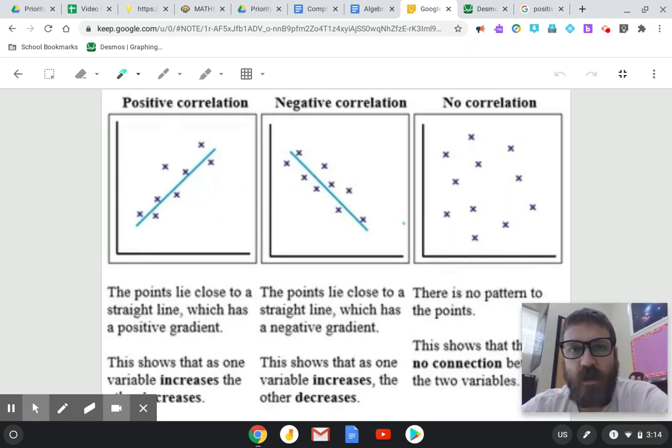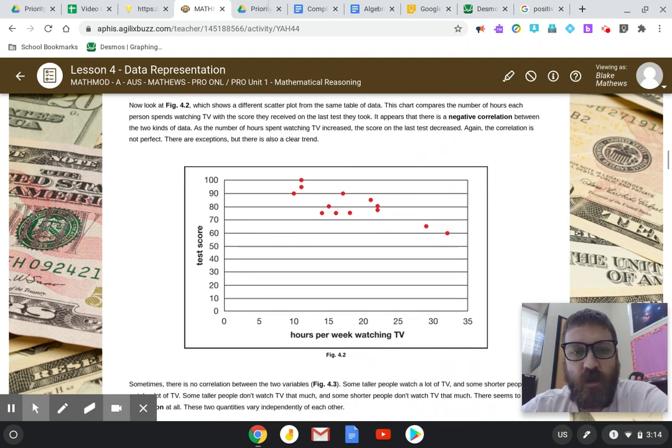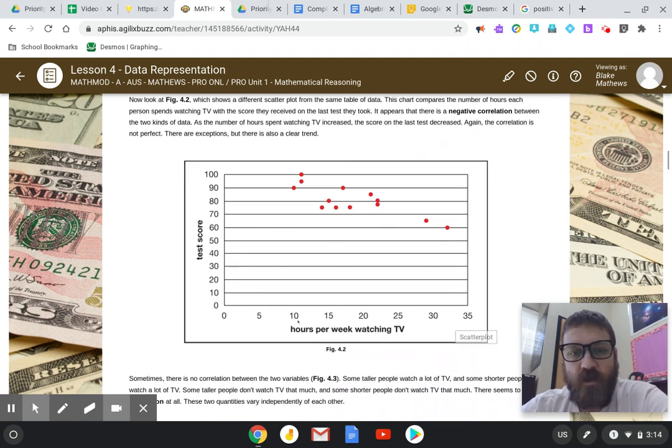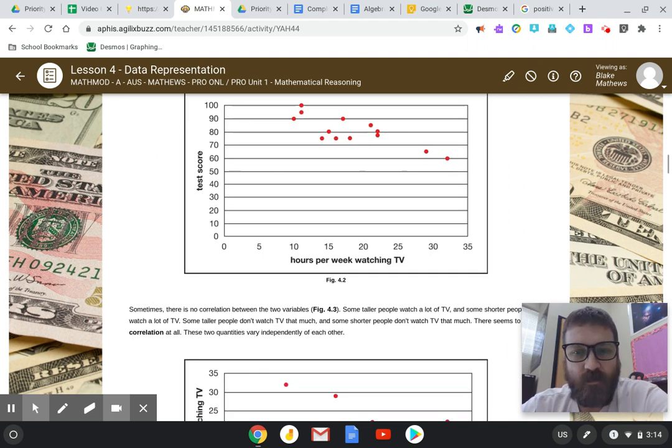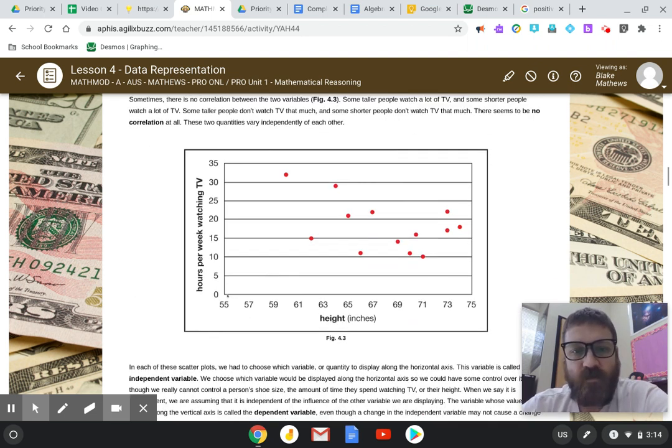So I'll leave this on the notes. That'll be helpful for some of the questions in the unit. So that's what correlation is, and that's what you see here as well. Test scores and hours of TV: you can see there's a trend that the more hours of TV you watch a week, the lower your test score becomes. I'm not sure if you think that's true or not, but that's what that shows. And then, of course, maybe we look at someone's height and the hours of TV they watch, and there's really not a relationship here, which should be kind of obvious to us. How tall you are has nothing to do with how much TV you watch.